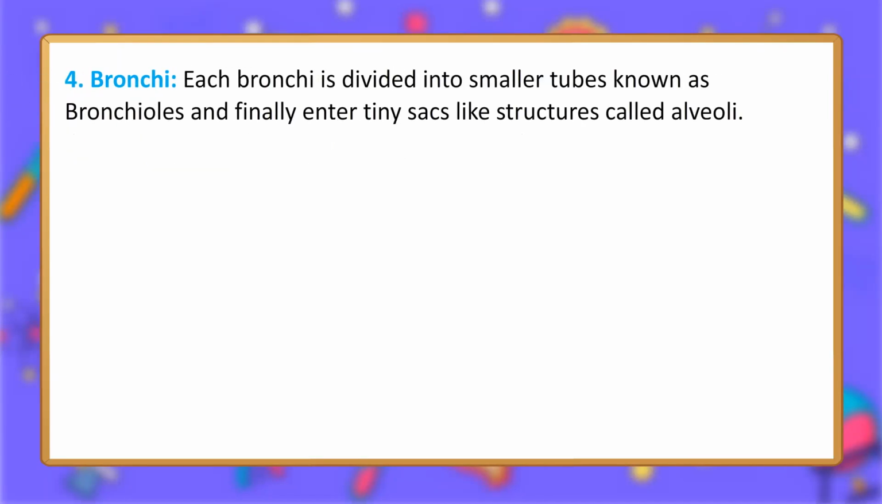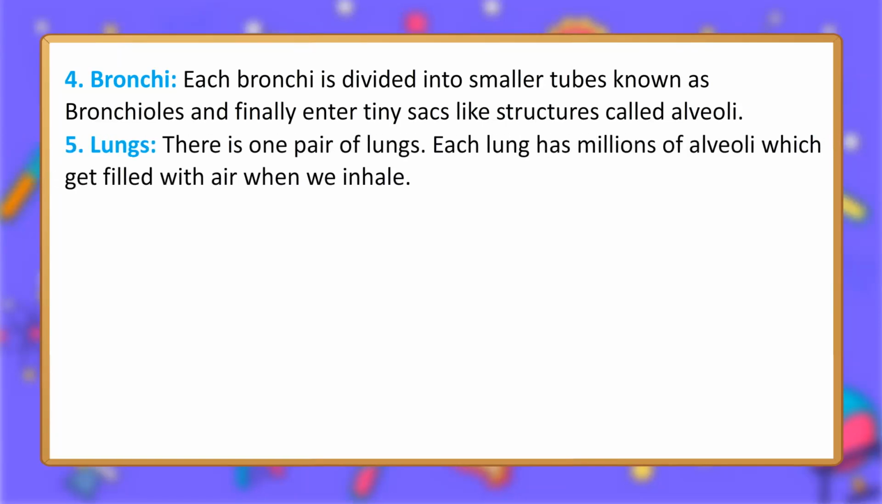4. Bronchi. Each bronchus is divided into smaller tubes known as bronchioles, which finally enter tiny sac-like structures called alveoli. 5. Lungs. There is one pair of lungs. Each lung has millions of alveoli which get filled with air when we inhale.